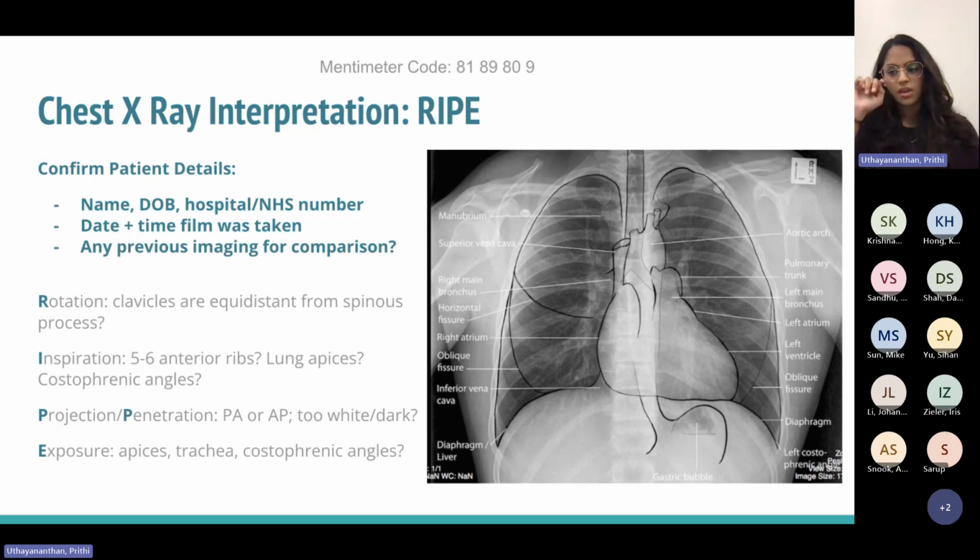And finally, in RIPE is exposure, and that's just to make sure that we can see enough of the chest. So we want to be able to see the full lung fields, the trachea, the clavicles, and also the diaphragm at the bottom, because we want to see the costophrenic angles, which is important because in some pathologies, fluid can build up at the bottom of the lungs, and that can distort the angles, and it might give an indication of what's going on.